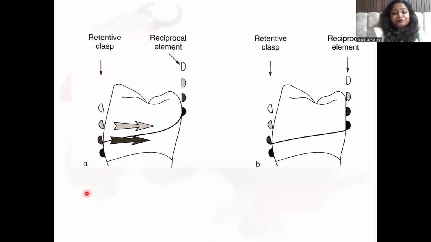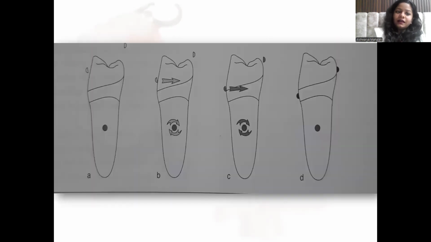While we are designing a removable partial denture, it should be kept in mind that when a retentive clasp arm crosses the height of contour, it imparts some force onto the tooth for seating. At this time, the reciprocal arm should also contact the tooth. Otherwise, tipping forces will be applied onto the tooth and it will cause tipping and periodontal destruction of the tooth. This can again be appreciated in this diagram.